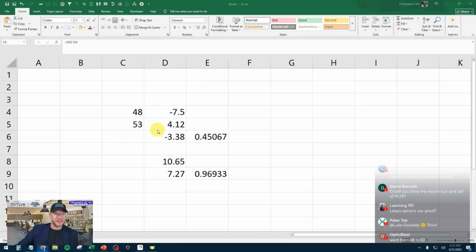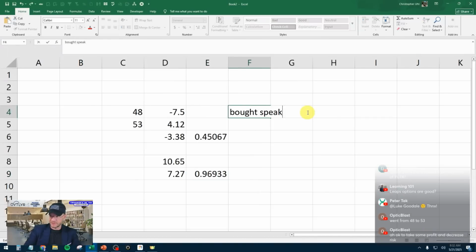Here's the thing. I used this analogy last week and it really made sense to a lot of people. I bought the initial 48 strike as if I bought speakers from Costco. Then I went back to Costco and said, you know what, I don't want these speakers anymore. And Costco said, okay, cool, here's $4.12, and you can keep the speakers. So keep the speakers.